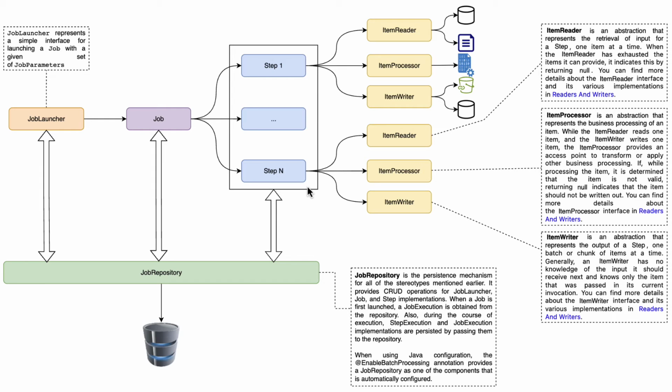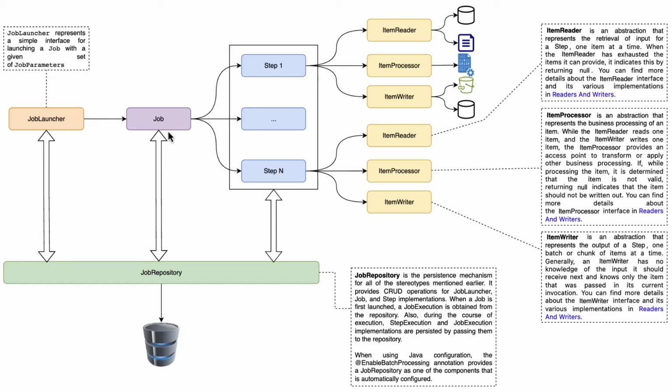Now, let's break down each component and each part of this diagram and explain them separately. So in batch processing, we have several components. First, let's start with the job launcher. The job launcher is simply an interface for launching a job with a given set of job parameters. We will see later on what job parameters are and how we can pass them. And then each job launcher will launch a job. The job is a section that I will explain in detail in just a few moments.